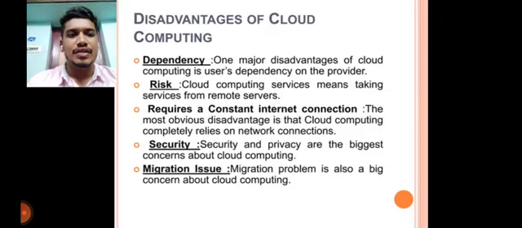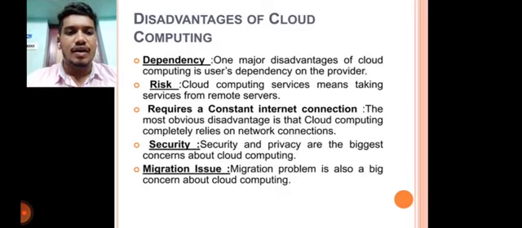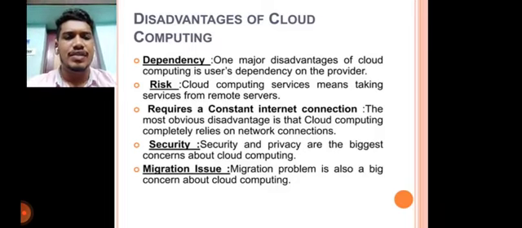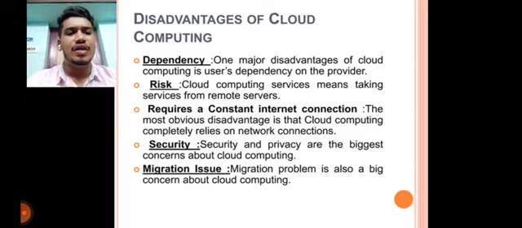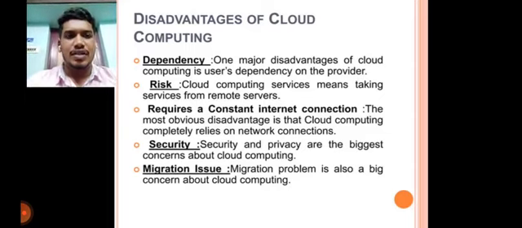And now we will see the disadvantages of cloud computing. The first one is dependency. Next one is risk. Next, it requires a constant internet connection. And next is security. And next is migration issues. The most important disadvantage is security. Security and privacy are the biggest concerns about cloud computing. Another one is migration issues. Migration problems are also a big concern about cloud computing. These are the disadvantages of cloud computing.